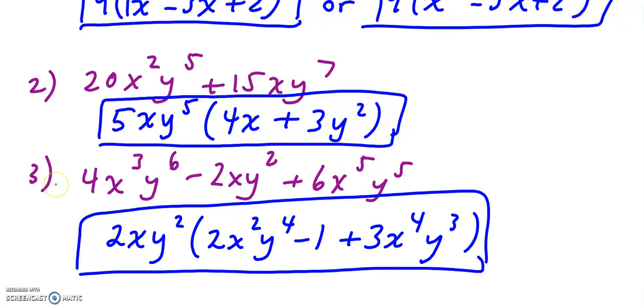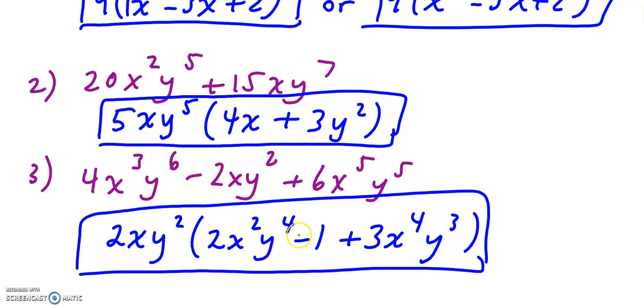And 3, the biggest number I could take out was 2. I looked at my x's, x to the third, x, and x to the fifth, and took out the lowest exponent of x. Y to the sixth, y squared, y to the fifth, I took out the lowest exponent of y squared, and then I did some division. 2 goes into 4 2 times. X goes into x cubed, there's 2 left over. If I take 2 y's out of 6, I'm left with 4.